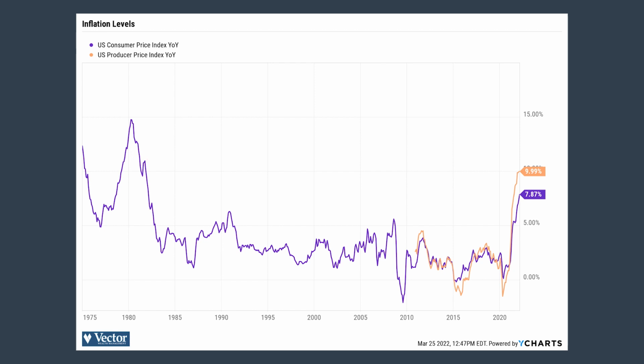Now, on the topic of inflation levels, we recognize that the government's measurement of both consumer prices and producer prices are rising to levels not seen since the early 1980s. Although this graph looks like the left-hand side of the Eiffel Tower, it is unlikely to stay this high forever.